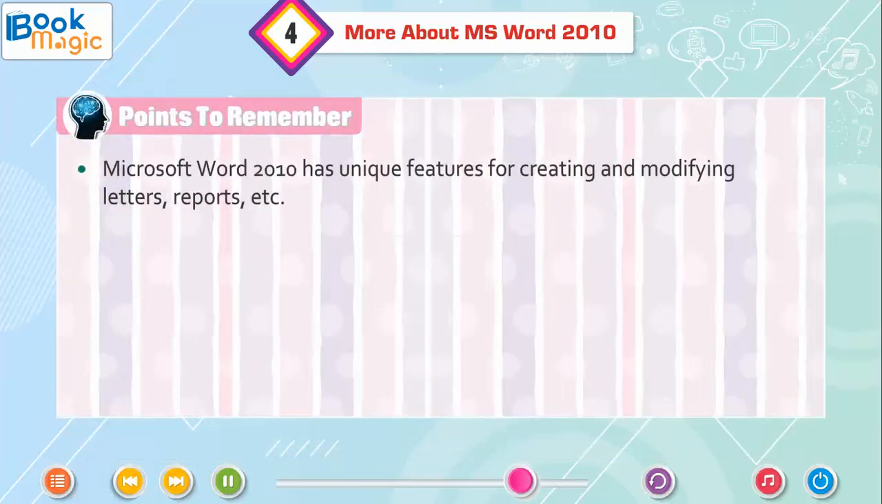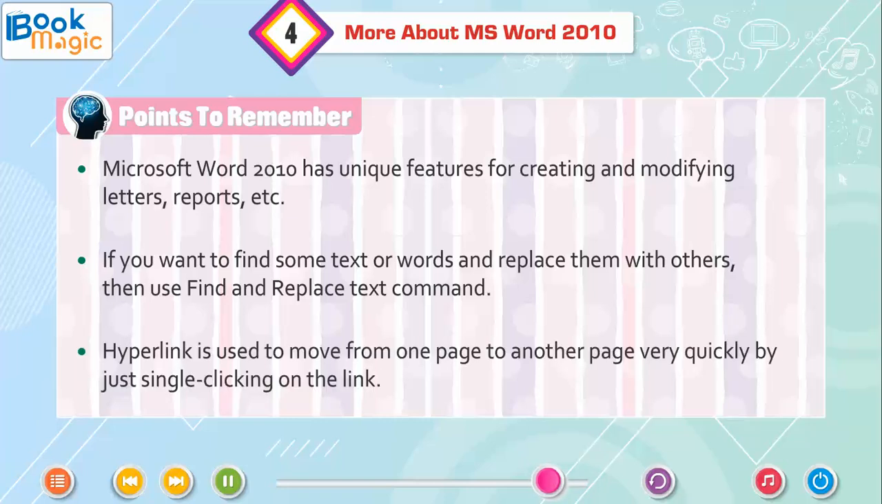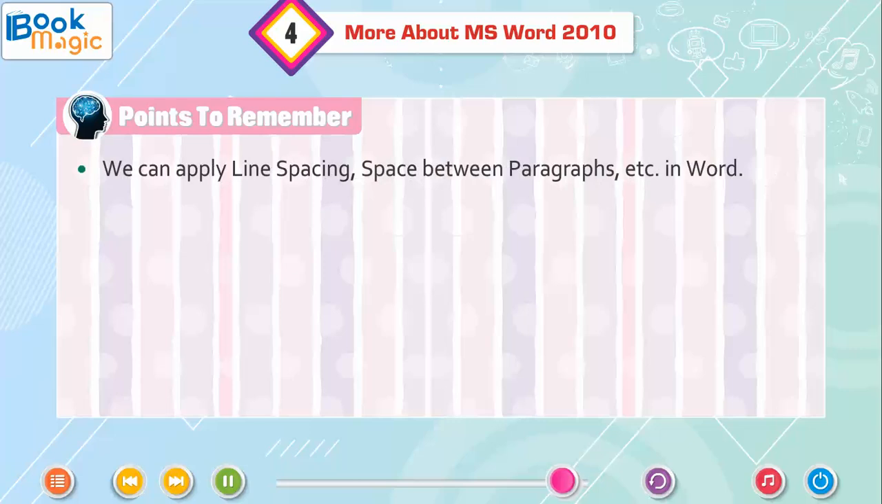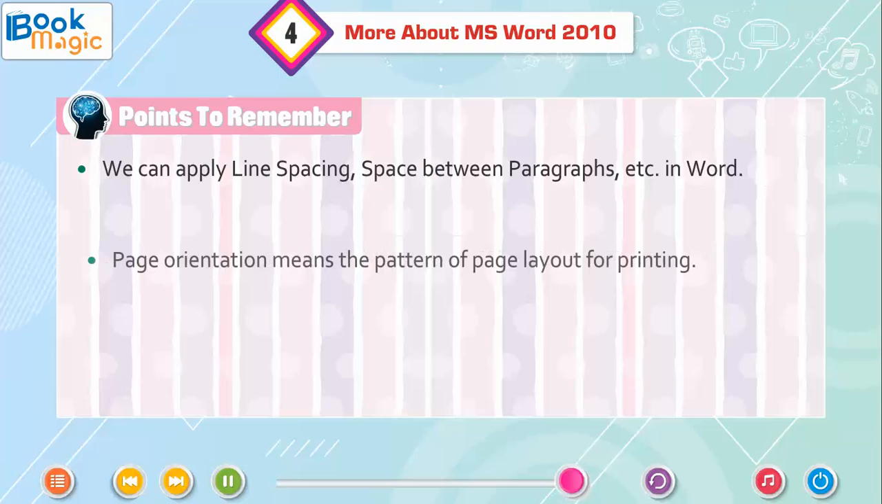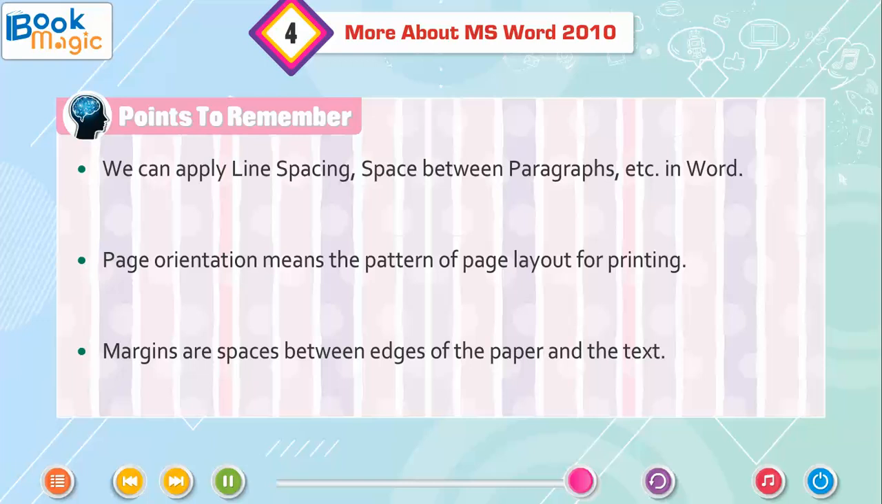Points to remember. Microsoft Word 2010 has unique features for creating and modifying letters, reports, etc. If you want to find some text or words and replace them with others, then use Find and Replace Text command. Hyperlink is used to move from one page to another page very quickly by just single-clicking on the link. We can apply line spacing, space between paragraphs, etc. in Word. Page orientation means the pattern of page layout for printing. Margins are spaces between edges of the paper and the text.